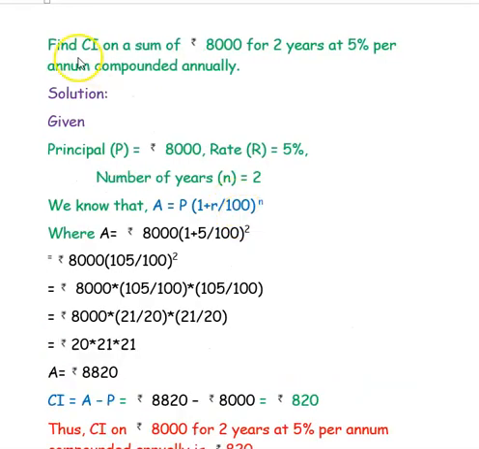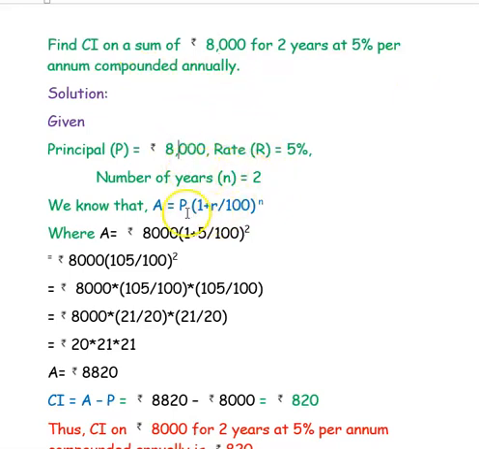Next question: find compound interest on a sum of rupees 8,000 for 2 years at 5% per annum, compounded annually. It is the same as our previous example. The only thing is the principal and the rate have changed in this case. Let's see what is given first. Principal is rupees 8,000, the rate is 5%, and the number of years is 2.